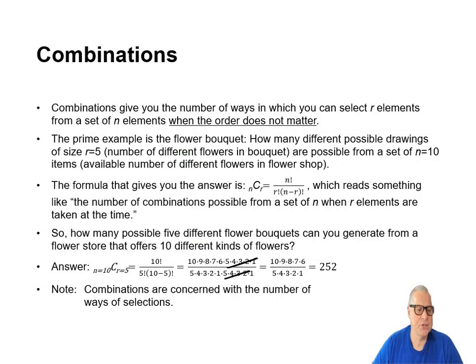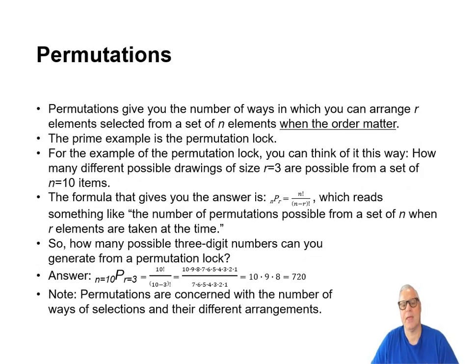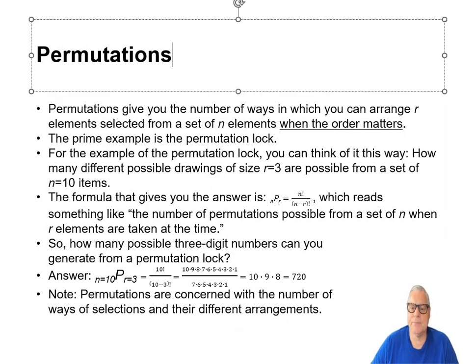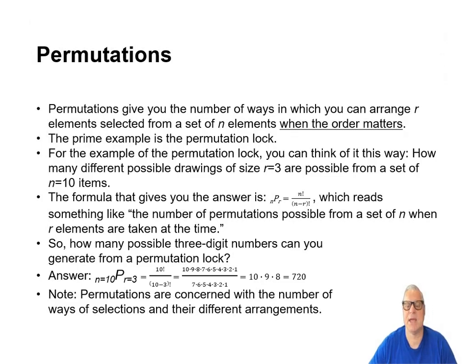Okay, let's move next to permutations. Permutations give you the number of ways in which you can arrange R elements selected from a set of N elements when the order matters. In this case, the prime example is the permutation lock. But it's a specific permutation lock.